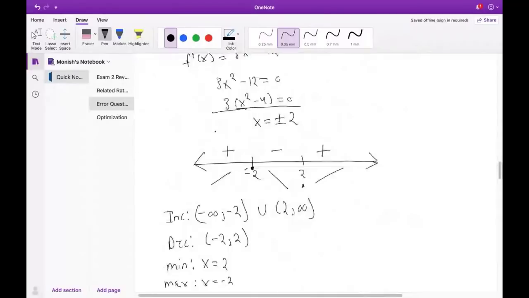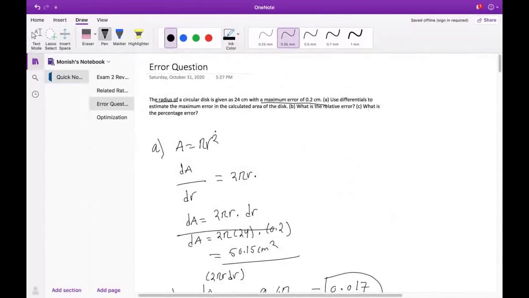So this was the error question. And it asked you to find the max error in the calculated area of the disk. So the first thing we did is we made an equation for area. Okay, so first for this one, we made an equation for area for the disk, and it's basically just a circle. So we know that area is equal to pi r squared. Then it wants the max error in the area. So we took the derivative on both sides.